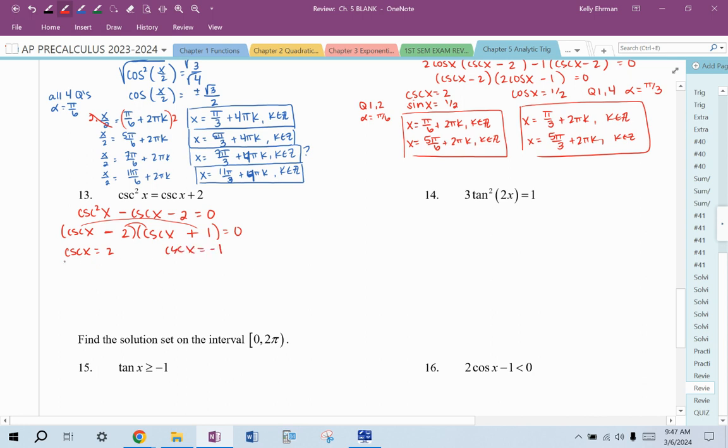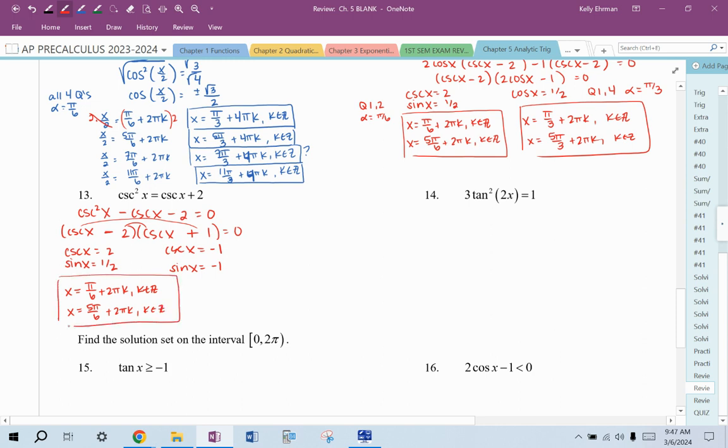I'm going to rewrite those in terms of sine. That means that sine x could equal 1/2, or sine x could equal negative 1 as the reciprocal of negative 1. Now we just solved for sine x equaling 1/2 in the previous problem. So if you're confused about how to do that, go back to this one, quadrants 1 and 2, reference angle pi over 6. My answers are pi over 6 plus 2 pi k, where k is an integer, and 5 pi over 6 plus 2 pi k, where k is an integer.